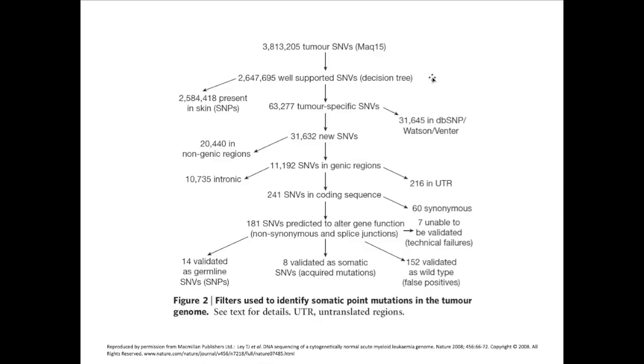They used a process of filtering to focus on ones that were better supported by the sequencing data in terms of depth and so on. Interestingly, of these 2.6 million variants that were reasonably well supported by the evidence, 2.58 million were also present in the skin of that patient. So that shows that the reference genomes they were being compared to were just different for that person compared to the other available genomes. By far the majority of these sequence variants were not unique to the tumor; they were just part of that person's own genome. From that, there were 63,000 tumor-specific sequence variants identified.